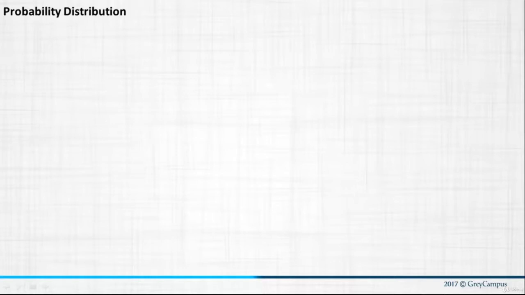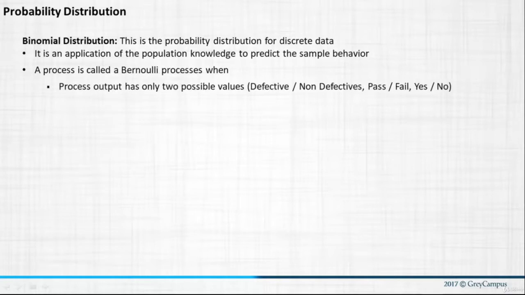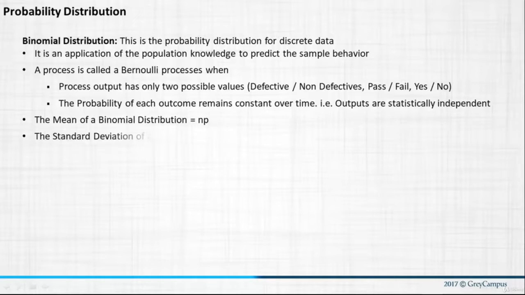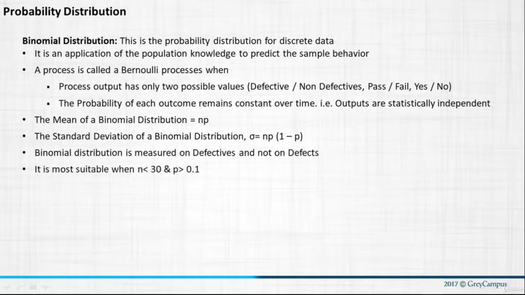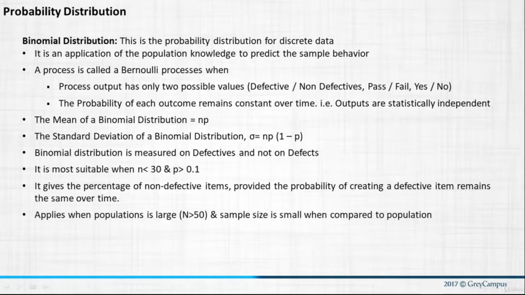Now let's talk about different distributions. I mentioned the binomial distribution in the previous phase. It is used when two possible values, or binomial options, are available. So pass/fail, go/no go, green/red. You can see some of the other aspects of the binomial distribution.